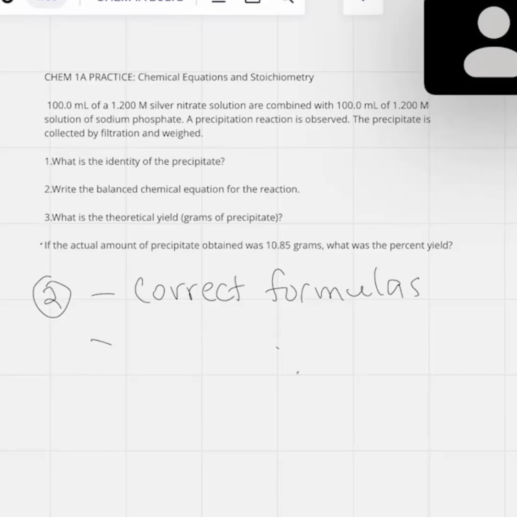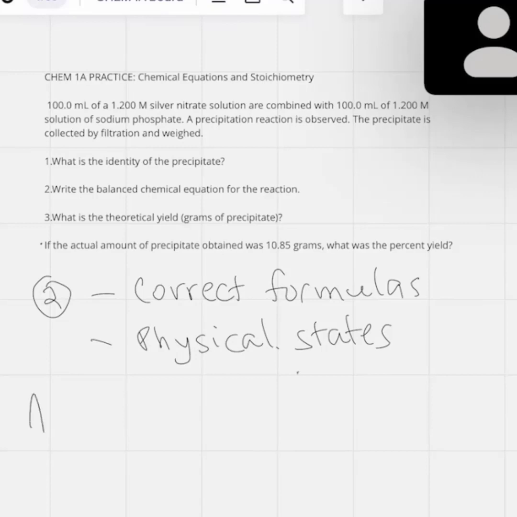And also you indicate the correct physical states. In this particular problem, that is very important because remember that the key of this reaction is that one of the products is no longer in solution. So we had already in the first part identified the formulas of these guys.